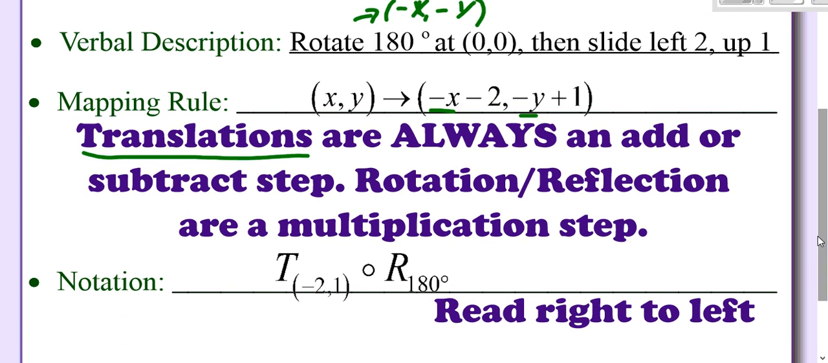And then the last way, this is a composite symbol right there, that little circle. You'll see it again in Algebra 2. You read it right to left. So you do this one first, and this one second. So you would rotate 180 degrees first, then translate -2, 1.